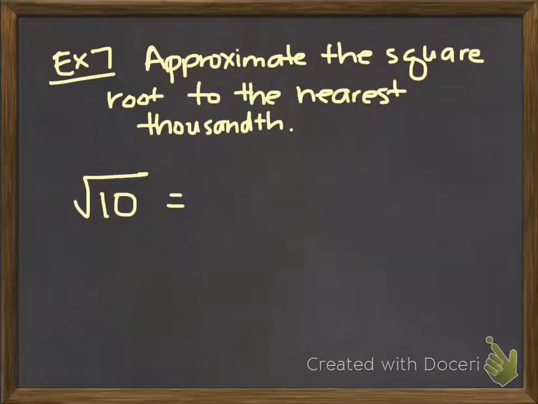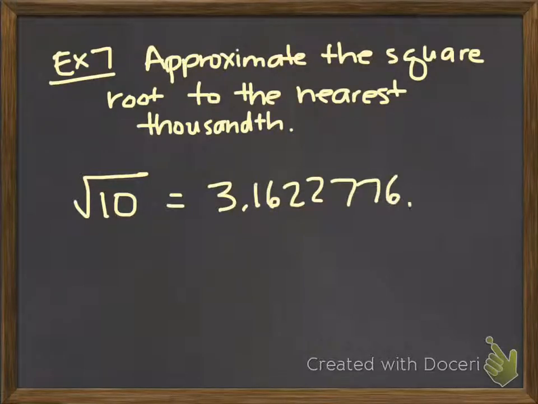Alright, on example 7, approximate the square root to the nearest thousandths. So the square root of 10 is 3.1622776, and it keeps going. But we want to round to the nearest thousandths. That's the third decimal place. The 1 is the tenths, this is the hundredths, this is the thousandths.